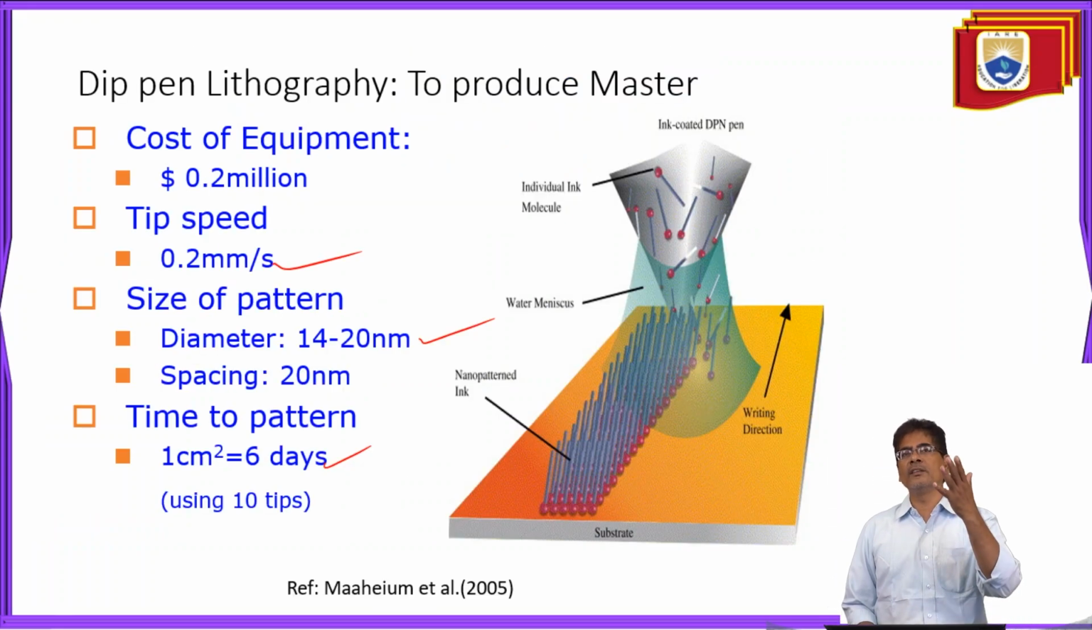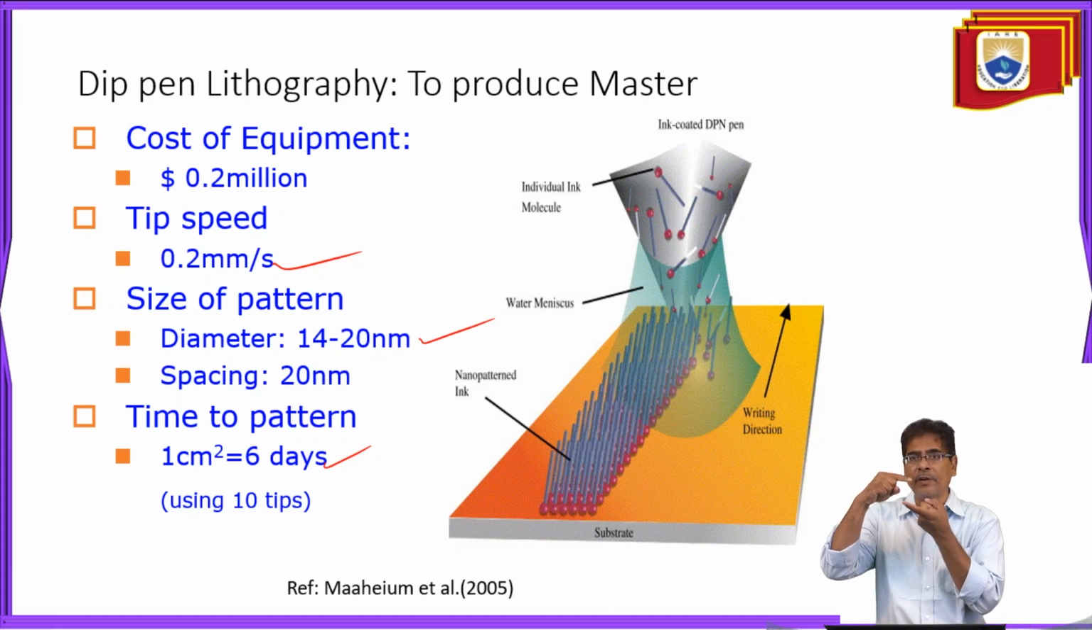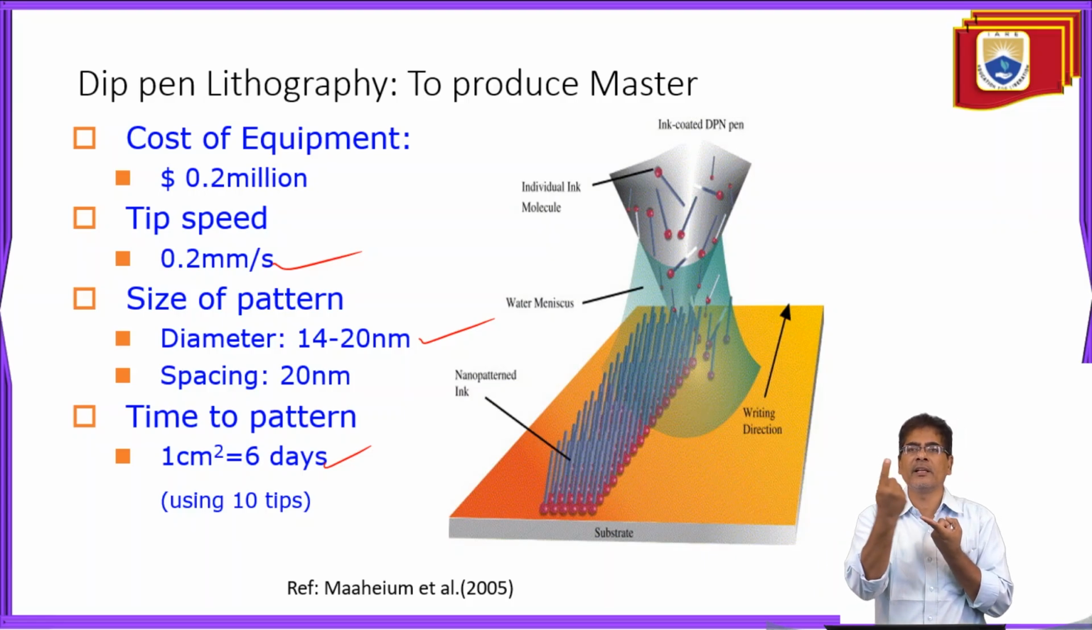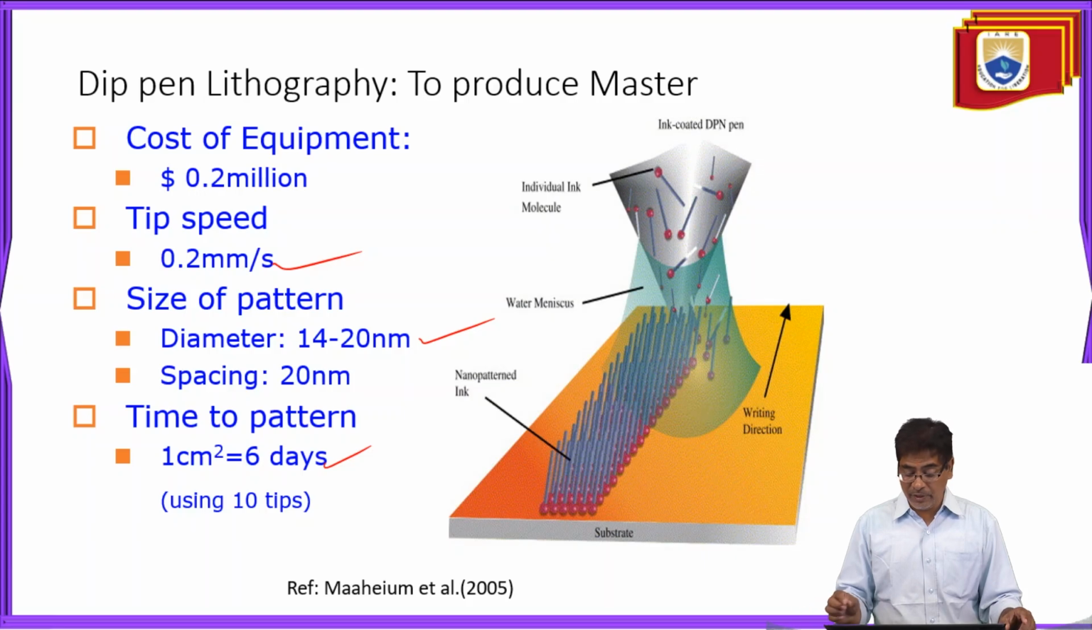So when we speak about dip pen lithography, the cost of equipment is around 0.2 million. The tip speed, where the tip frequently touches the surface, right? The cantilever enables this tip to frequently touch the particular substrate, right? So the tip speed is around 0.2 millimeter per second, which is very nominal, right? The size of patterning can be around 14 to 20 nanometers, and the spacing is around 20 nanometers.